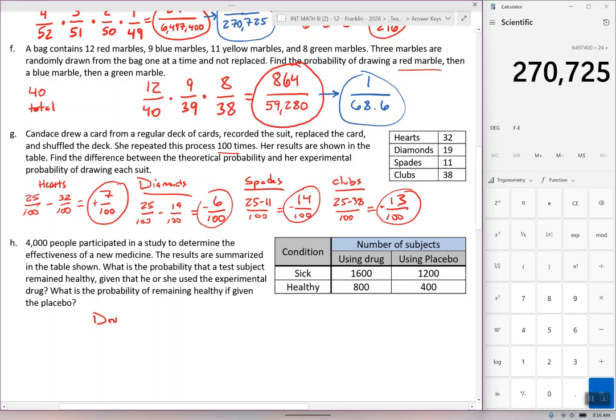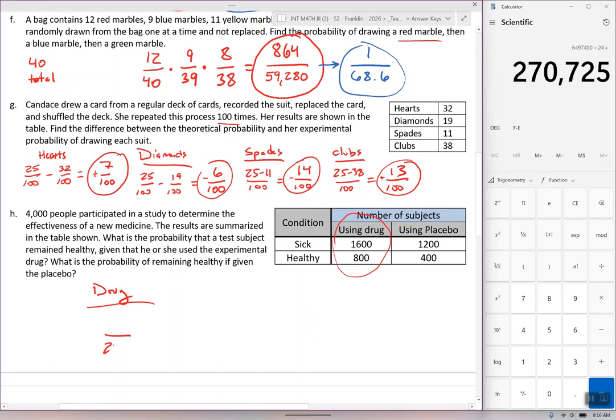So for the drug, probability that the test subject remained healthy given that he or she used the experimental drug. So using the experimental drug is this column here. Looks like there were 2,400 test subjects who used the drug, and 800 remained healthy. So an 8 out of 24, or a 4 out of 12, or a 2 out of 6, or a 1 in 3 chance of remaining healthy if using the experimental drug.